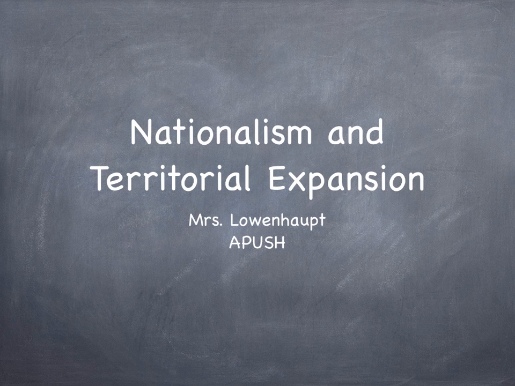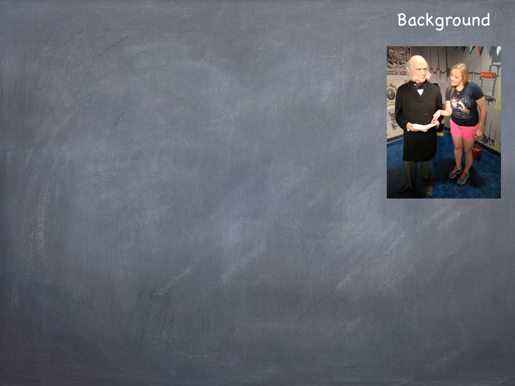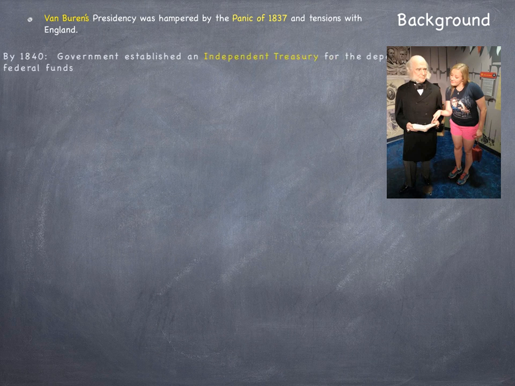Hey everyone, today is going to start a series of lectures on nationalism and territorial expansion in the United States. That is me and Martin Van Buren over there. And just a little background, Van Buren's presidency was hampered by the Panic of 1837 and tensions with England.